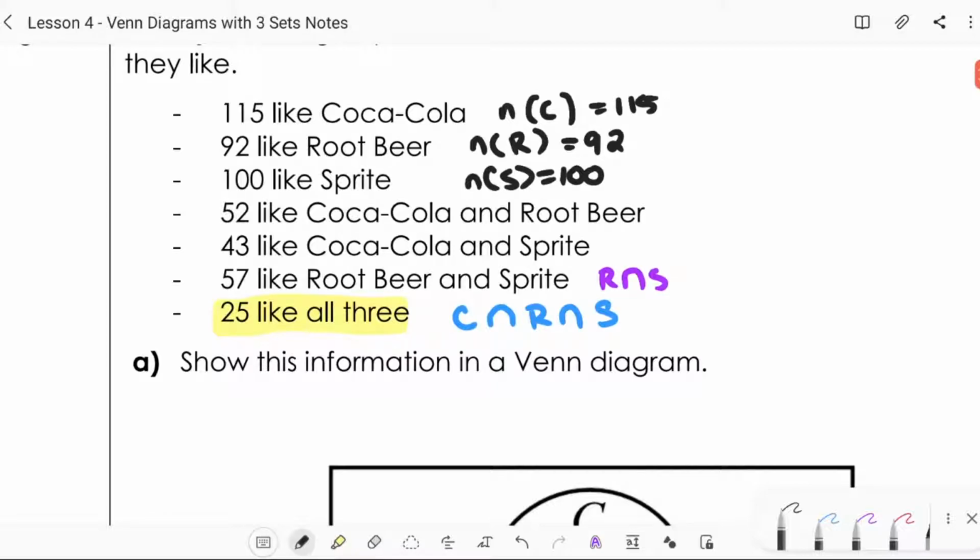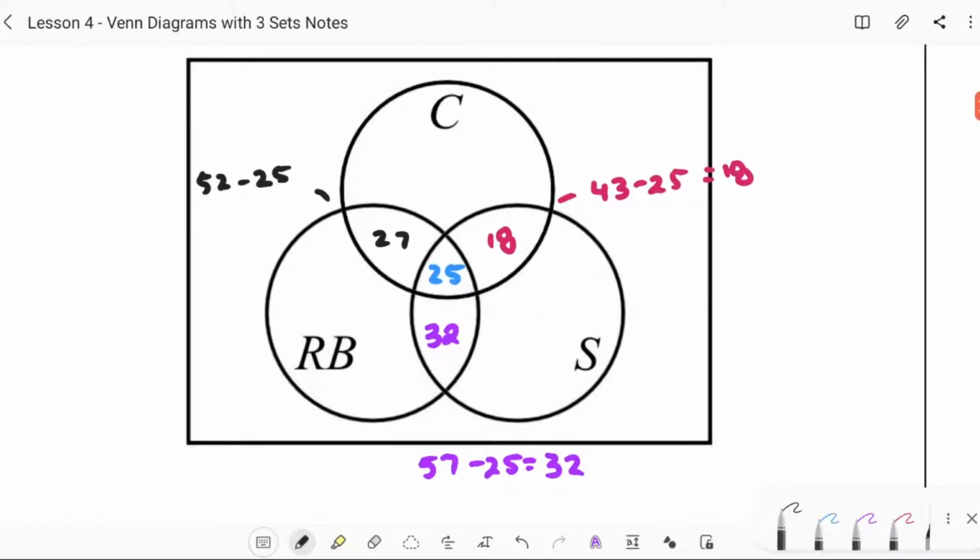All right, then we can work our way out even further, right? Even more general. From really, really specific to very general, we can go in that order. 100 like Sprite, right? So now I'm looking here. 100 minus 25 minus 18 minus 32. Because I know this whole circle needs to total to 100. Because if you like Sprite and you like Sprite and Coke, I already know you like Sprite. I don't want to count you twice. So we end up with 25, when I do 100 minus 25 minus 18 minus 32.